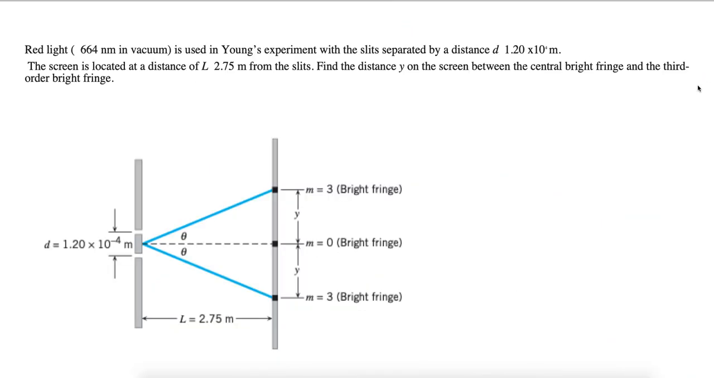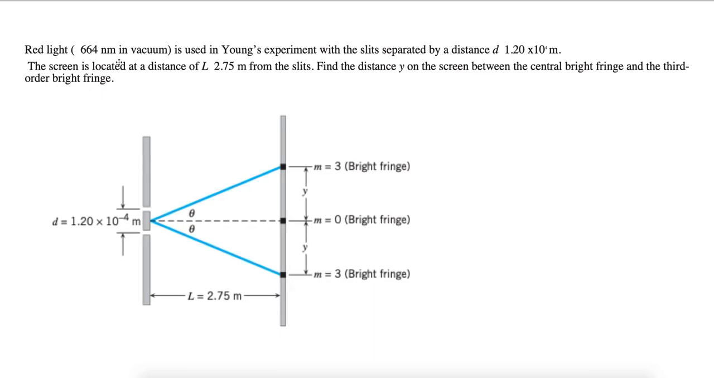And so let's actually just take a look at a problem now. Red light, 664 nanometers, is used in Young's experiment. So we're recreating this experiment. The slits are separated by 1.2 times 10 to the negative fourth meters, and the screen is located 2.75 meters from the slits. What we want to know is its distance y. Where is this third order bright fringe?